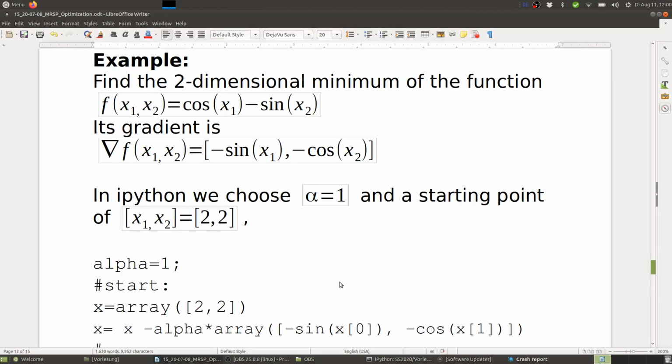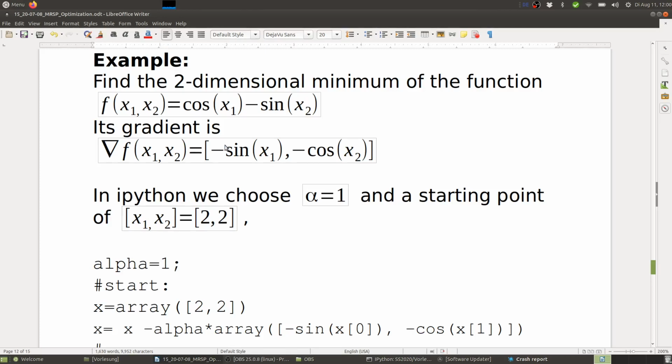So here's a simple example to show how it works. I made up this simple two-dimensional function, x1 and x2, now two unknowns. So a very small function consisting of cosine of x1 minus sine of x2. Right? And we want to find the minimum. And we know the minimum of cosine is again at x1 equals pi, and the minimum of sine is at x2 equals 1.5 pi.